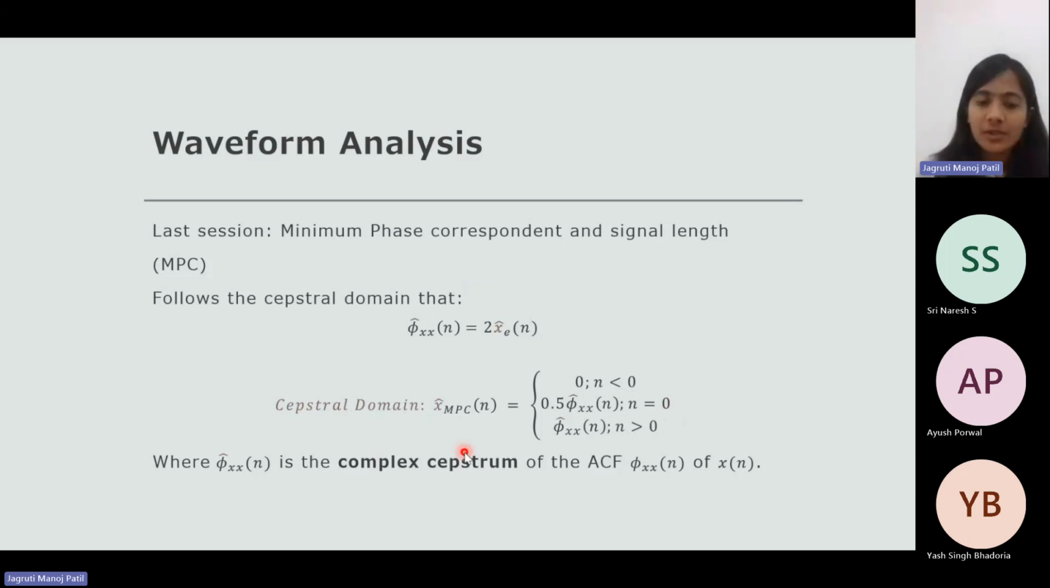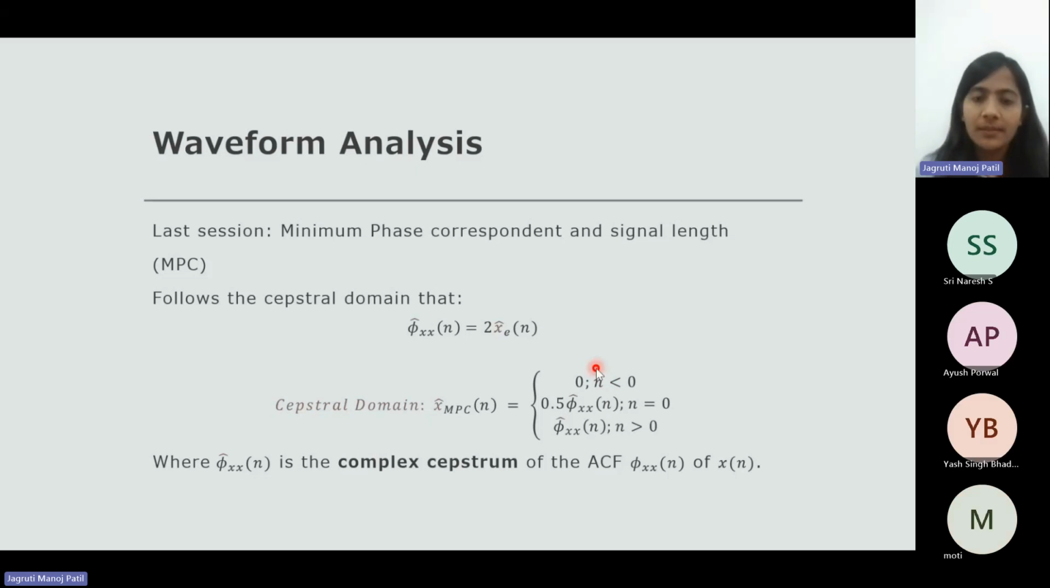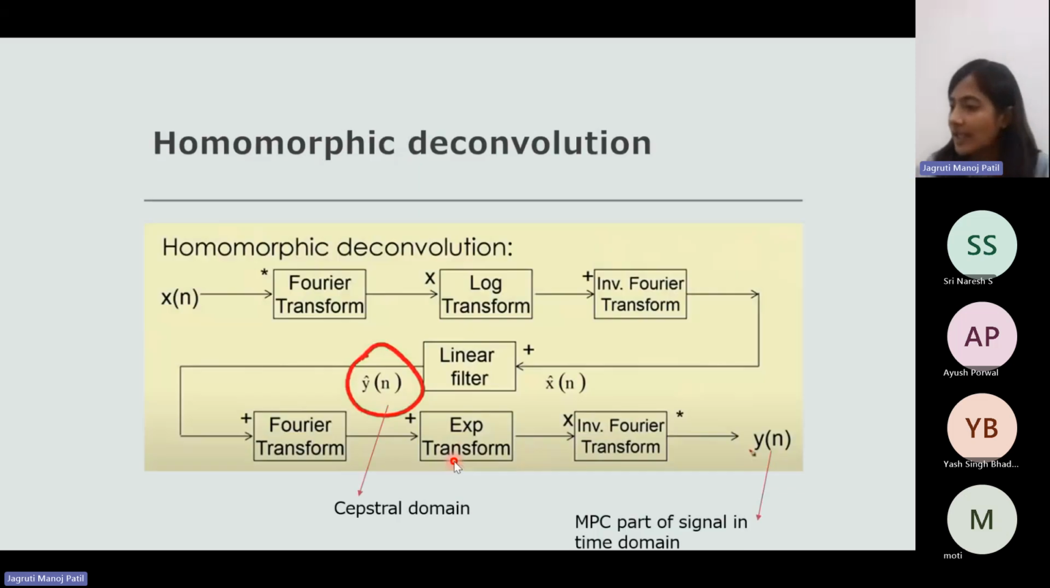So in the cepstral domain, if you have to find the minimum phase correspondent of the signal x of n, we see that for negative n it's 0. But okay, wait a second, someone's joining. Okay. So for negative n the values are 0, but when n is equal to 0, most of the energy is concentrated there. Whenever n is greater than 0, the waveform varies as that of the autocorrelation factor, and this over here is the complex cepstrum.